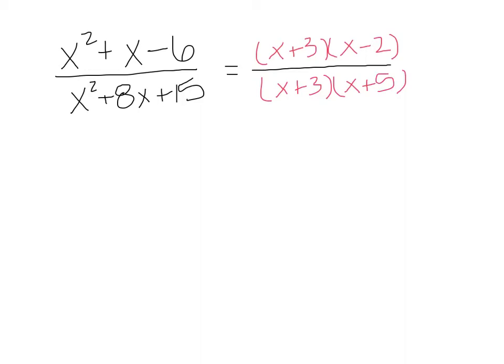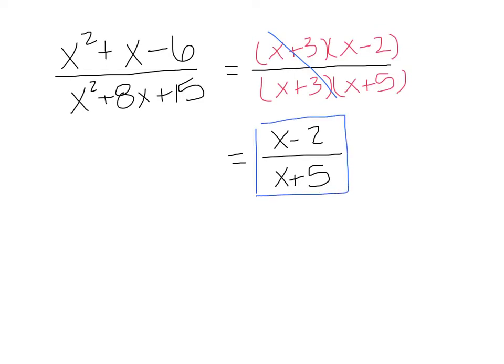Just like we did before, we're going to look for common factors because we can cancel them out, because same thing on top, same thing on bottom equals 1. So I see that I have x plus 3 on top and x plus 3 on the bottom. Those are common factors, which cancel out. So now it seems like what we're left with is x minus 2 and x plus 5. Now we're done. That's actually the full simplification.